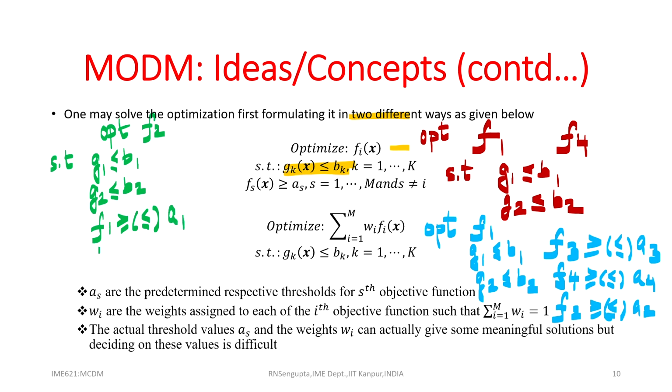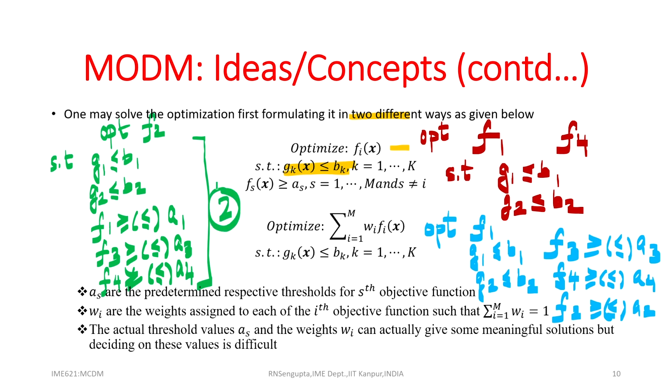f2 is already there in the objective function, so it would not be considered. So this is f3 greater less than a3, and the last constraint to be there is f4 greater less than a4. I would name this as 2. In step 2, this is the second model you will solve. In step 1, the blue one, is the first model you will solve.